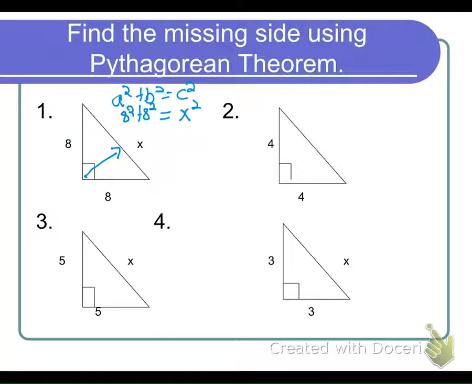8 squared is 64 plus 64 equals x squared. 64 plus 64 is what value? 128 equals x squared. We're going to square root both sides because we want to find the value of x. Is 128 a perfect square? No, it is not. But what do we know? We know it factors into 2 and 64 because we had to add 64 up twice to get 128.